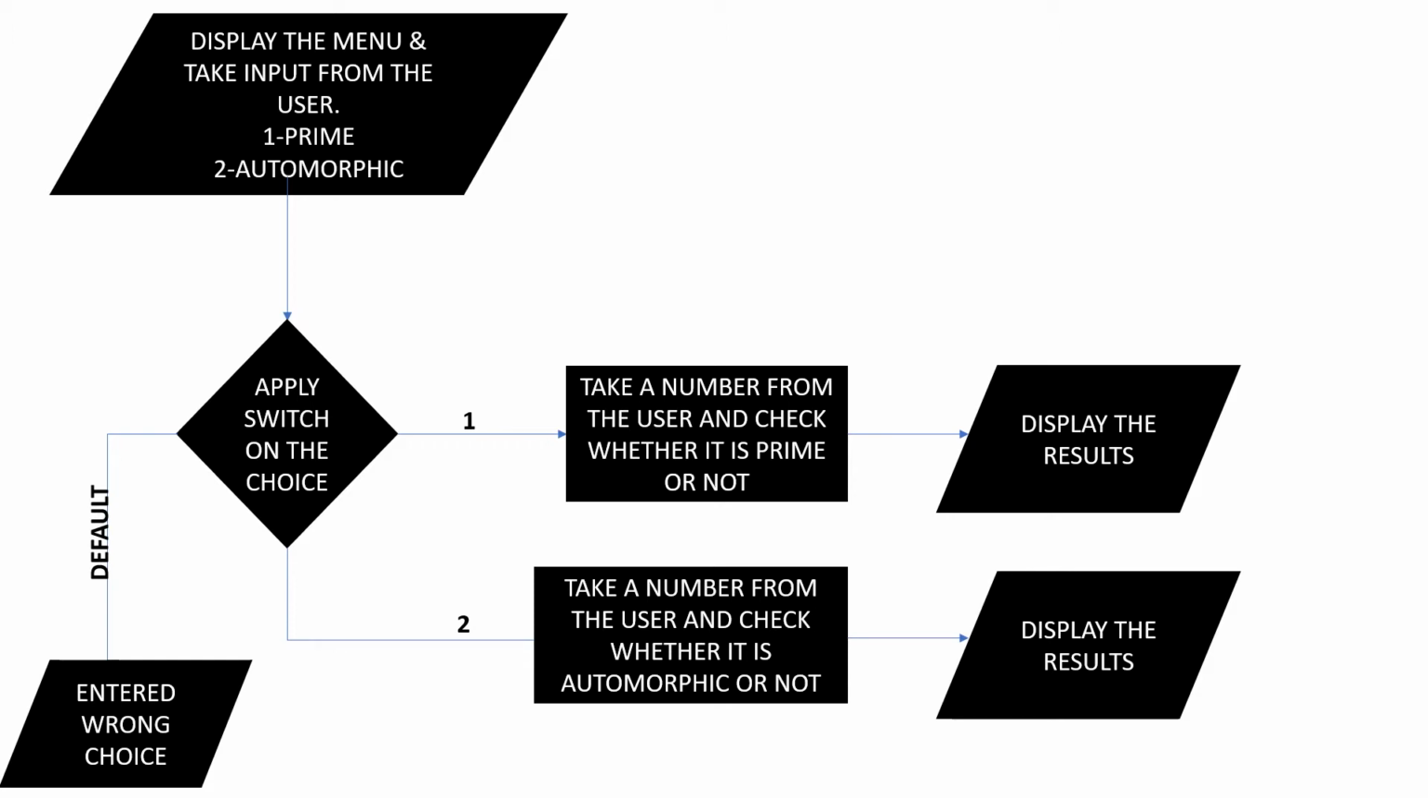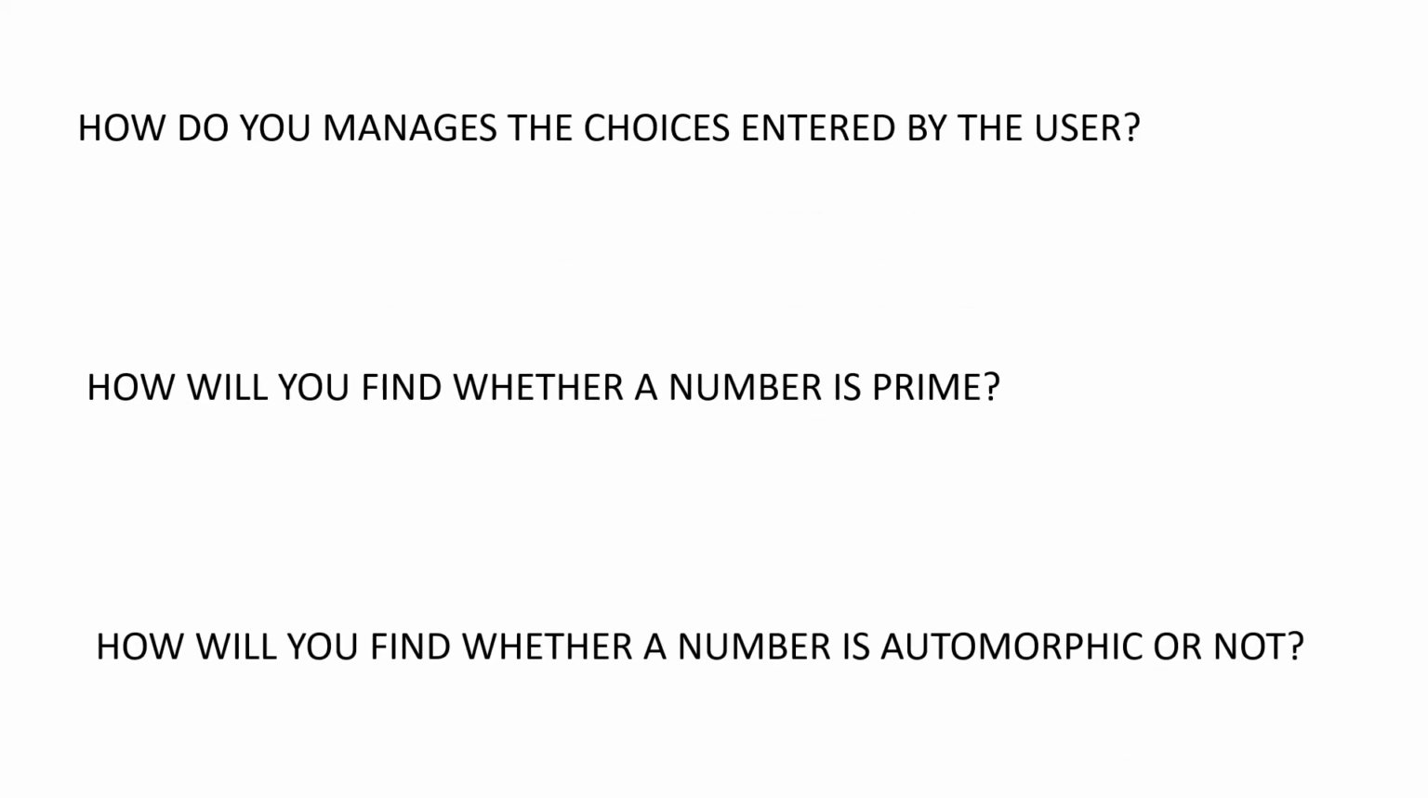With that, we can say that there are 3 important things in this program. The first being, how do you manage the choices users make from the menu? The second one is, how are you going to find out if the number is prime or not? And the last being, how will you find out if a number is an automorphic number? So, step by step, we are going to address each one of these issues before we start coding.